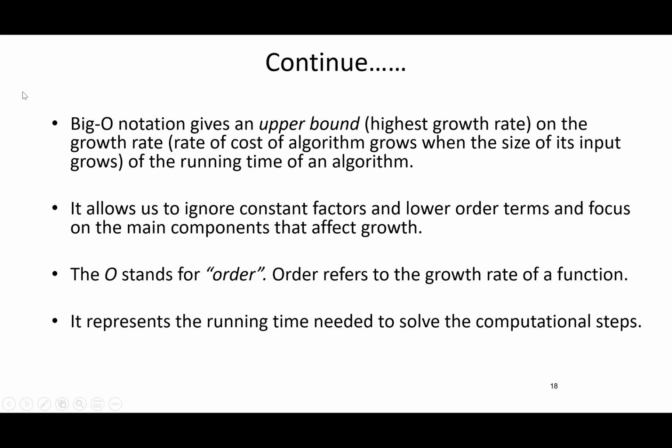Okay, so big O notation will give you the upper bound. Upper bound here is the highest growth rate of your algorithm. The growth rate here is the rate at which the cost of the algorithm grows when your input size increases. Just like remember just now we wanted to calculate the total from 1 to n. When my n increases, how does the cost of the algorithm grow, that is, how does the number of operations increase?